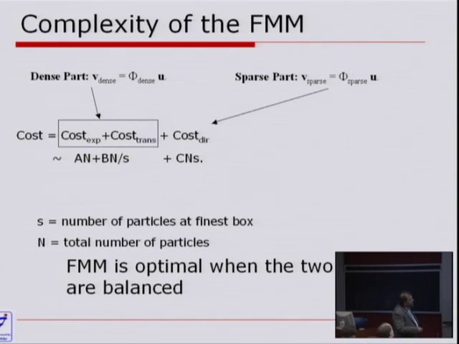While the sparse part is proportional to the number of particles N, and S is the number of particles at the finest box, so it's just the interaction of particles with their local neighborhood, so it's O of N. Basically it's also O of N, but we have this S, which is a kind of clustering parameter, the number of particles.